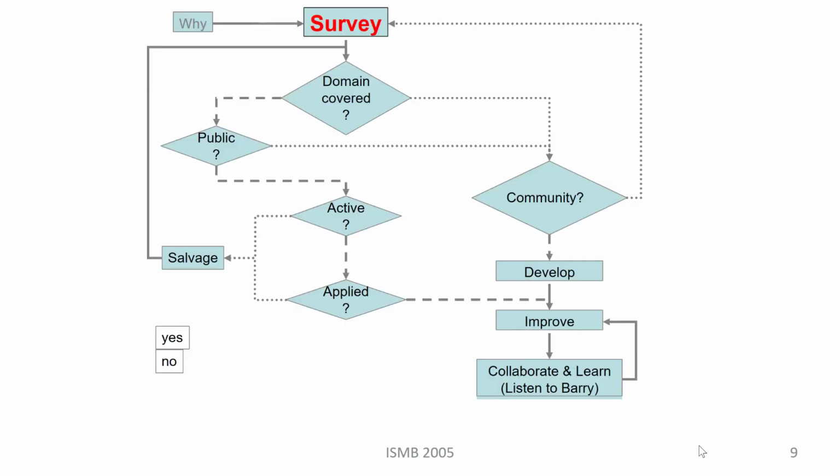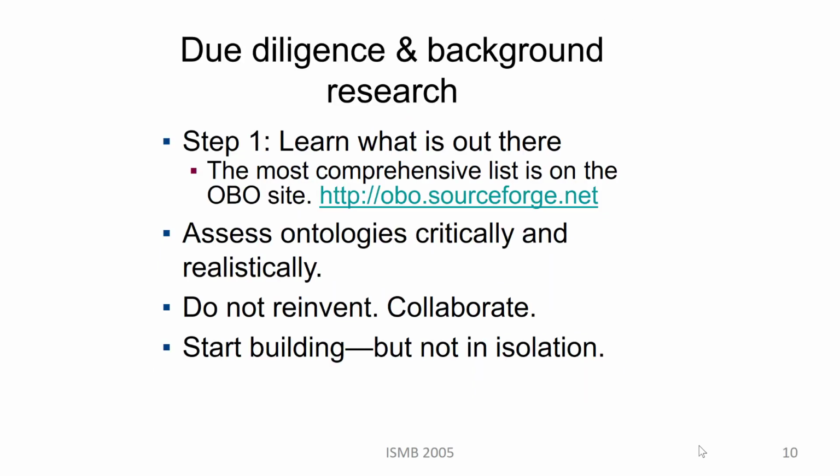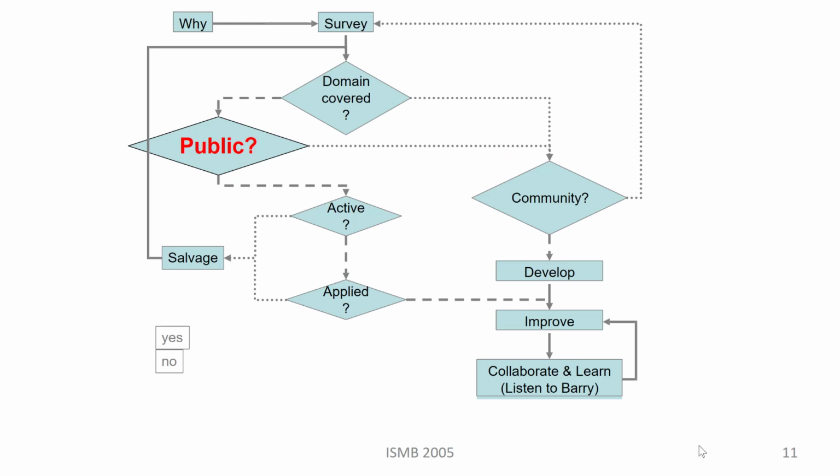That's the first stage. And then you do background research. So you assess the ontologies critically. You try not to invent something new. You try to collaborate. And if you do start building, then you do it with other people, not in isolation. And then you make sure that what you do is public. So ontologies, like science, are never private. There is no private science.